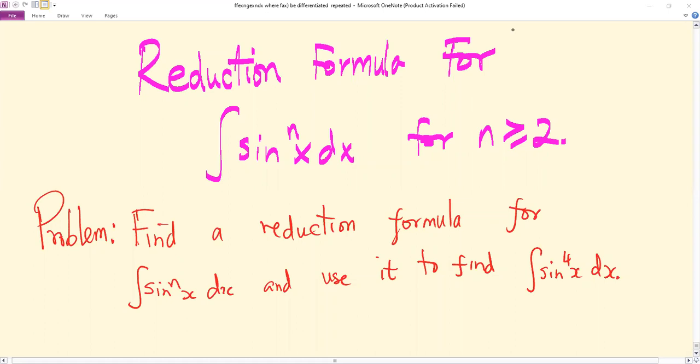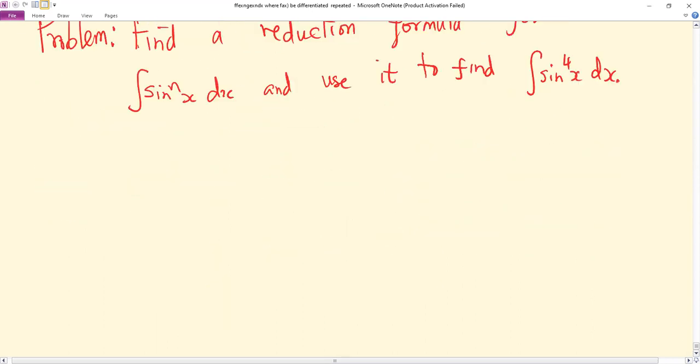Welcome to this session. In this session we derive the reduction formula for sine power n x for n greater than or equal to 2 and see how to apply it to a specific integral, sine power 4 x dx. So let's proceed.